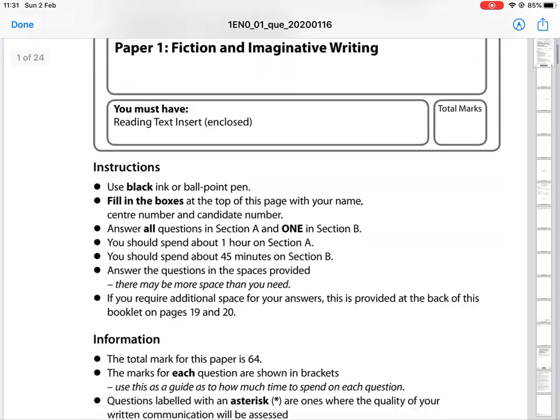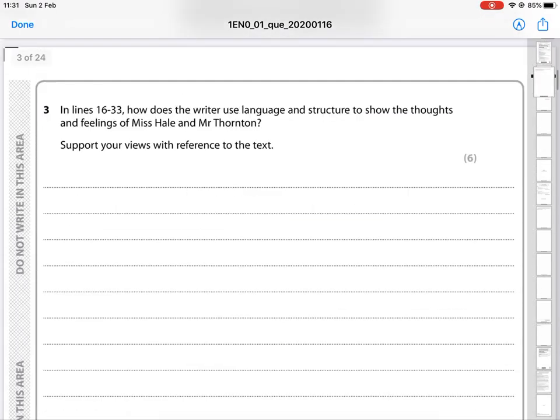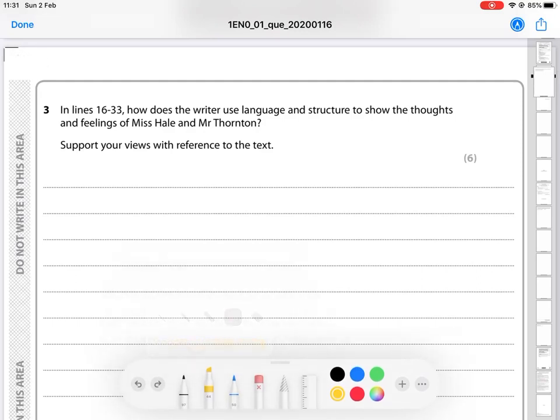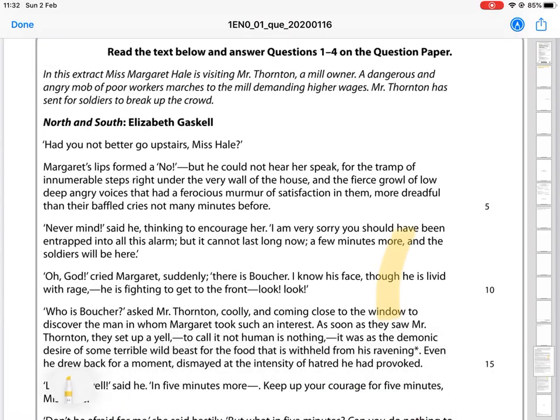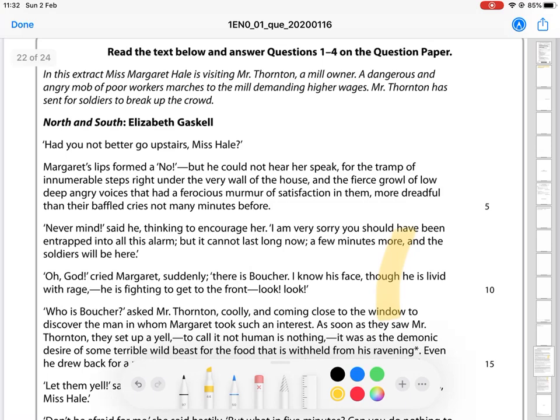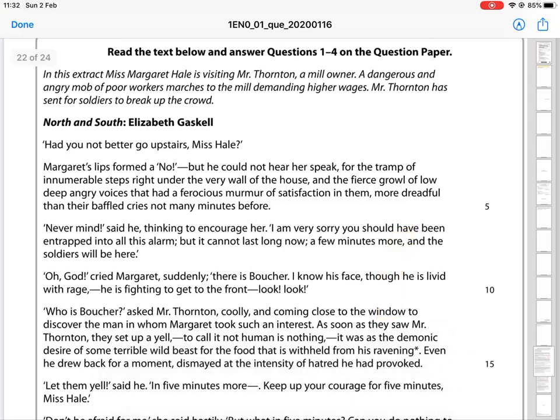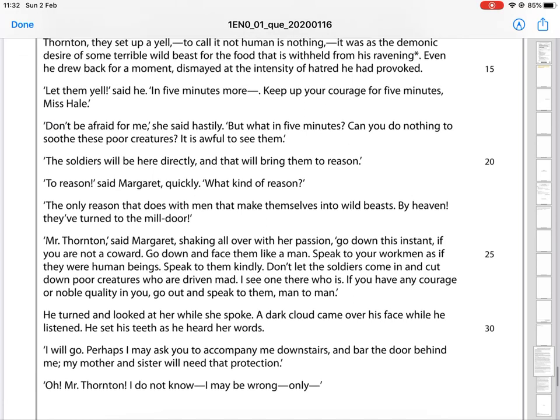But when it comes to question number 3, which is, how does the writer use language and structure, here, to show the thoughts and feelings, especially from lines 16 to 33. Well, if you haven't already highlighted those lines, sorry, excuse this. If you haven't already highlighted those lines, you've got no notes. So when it comes down to that question, you've got to read it again, and you're wasting time.